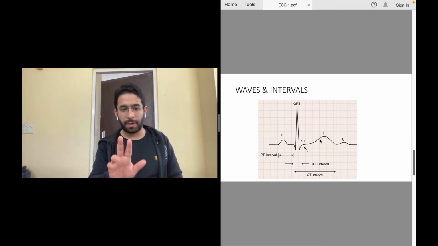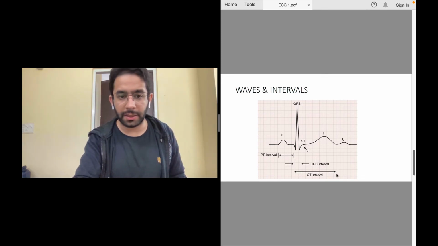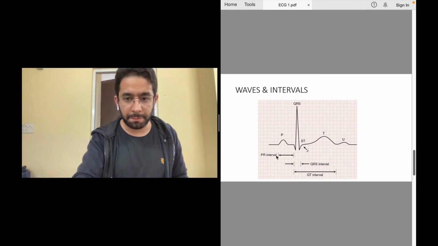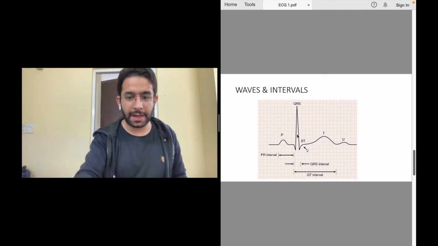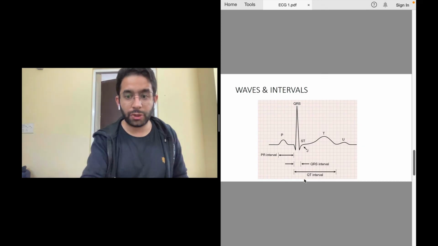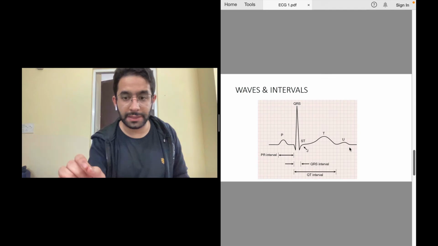I also want you to remember two intervals here, only two intervals. One is the PR interval, the other is the QT interval. Their significance we'll learn in the other videos, but PR interval is from the onset of the P to the onset of the QRS complex, and QT interval is from the onset of the QRS complex to the end of the T.